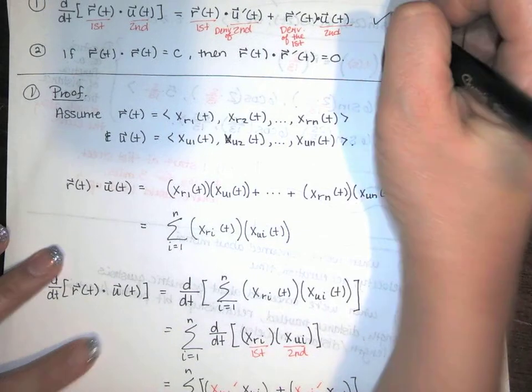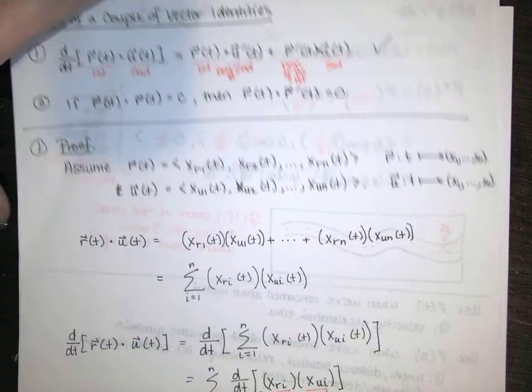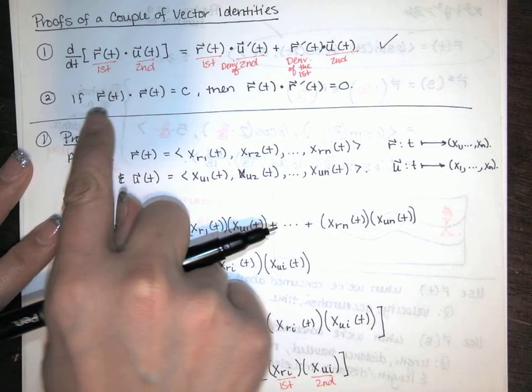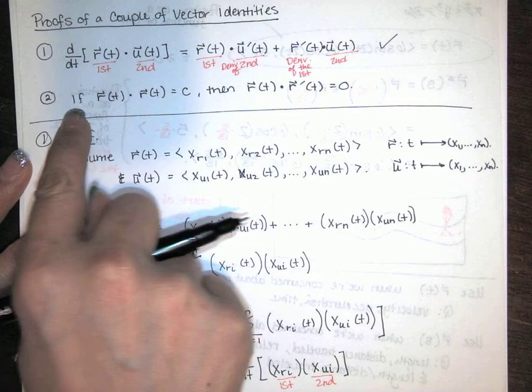Okay, so this checks out. We've got a product rule for the dot product of two functions. So it's a dot product, and it works just like a product rule. Now, I'm going to use this fact to prove this one. It's actually pretty simple.